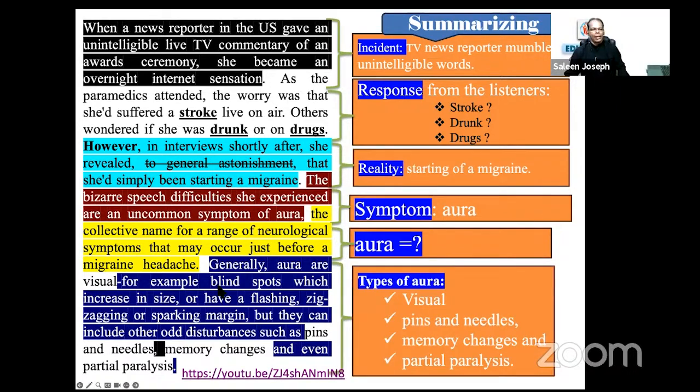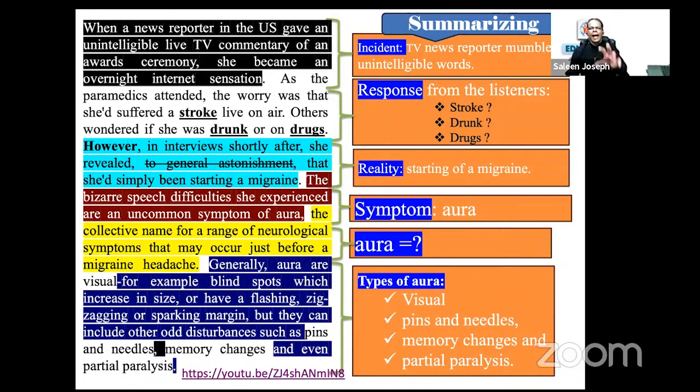Then types of aura. Generally, auras are visual, for example, blind spots which increase in size or having a flashing, zigzagging or sparking margin, but they can include other disturbances such as pins and needles, memory changes, and even partial paralysis. Types of aura is explained. Visual, experiencing pins and needles. Experiencing pins and needles means a sort of pin sensations, yeah? Pins and memory changes, partial paralysis, all these are types of aura, means types of symptoms.